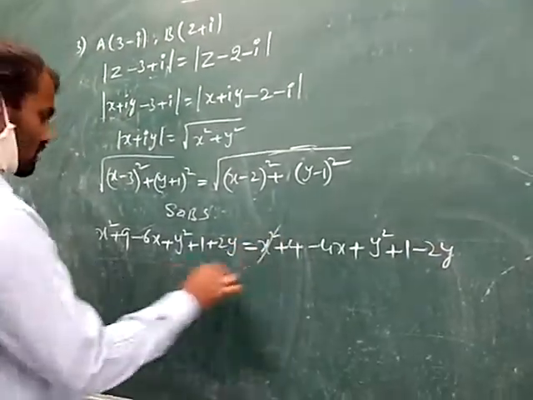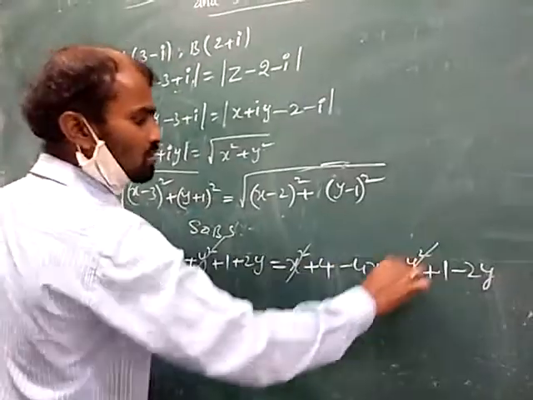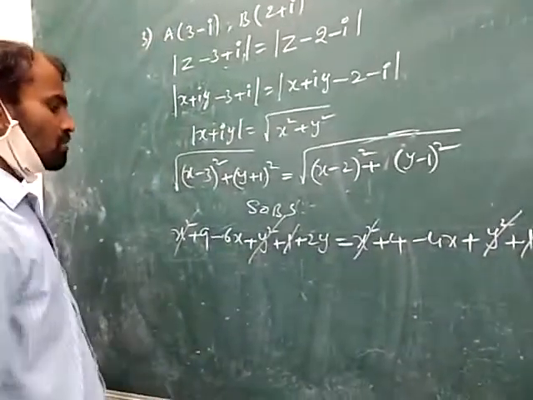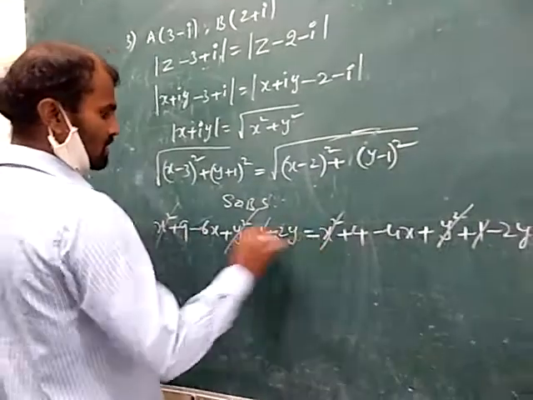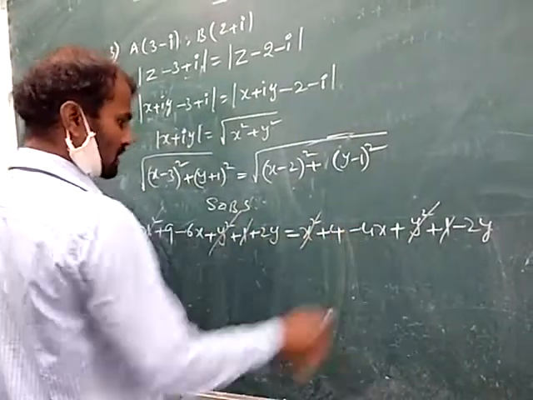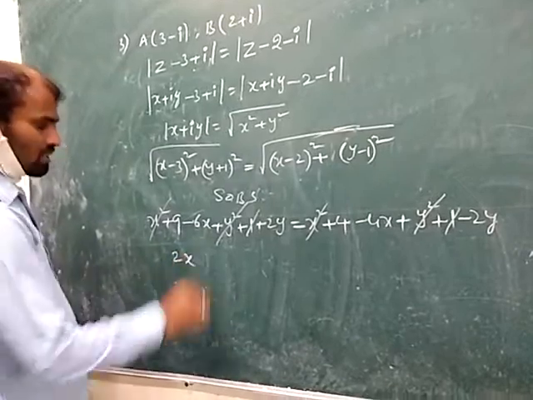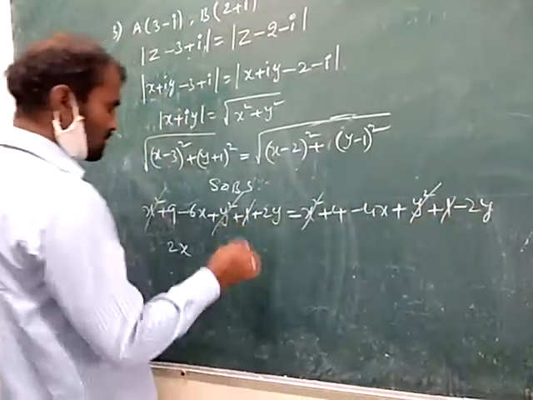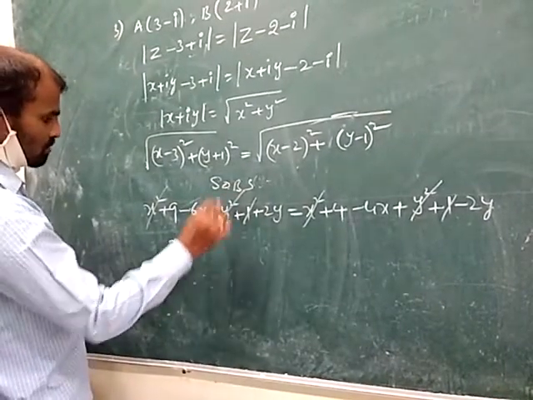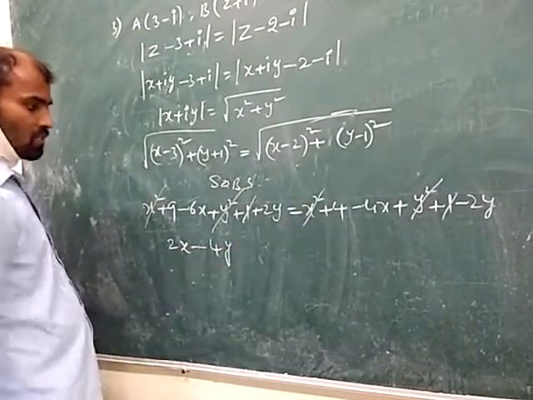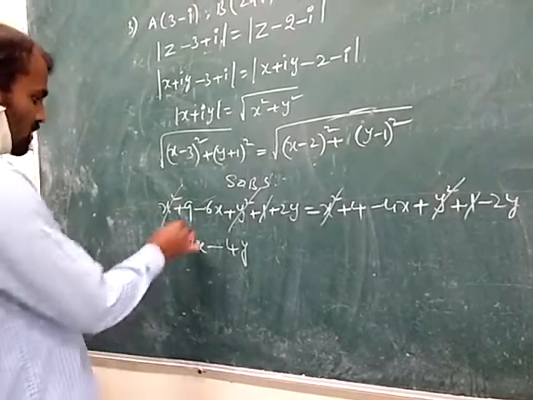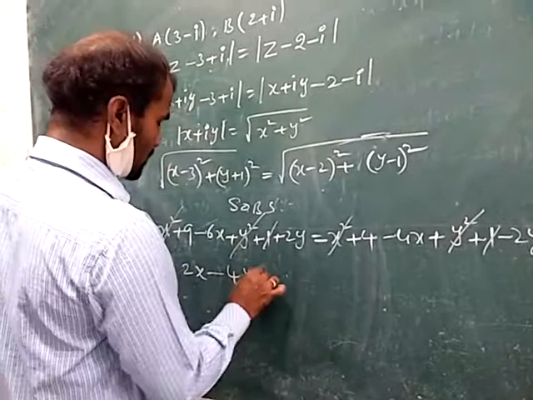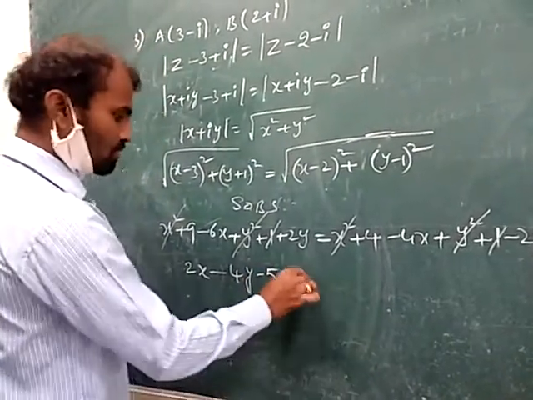So on both sides x square and y square get cancelled, and 1 is also cancelled. Next, bring all terms to one side. So minus 6x, the x terms: minus 6x plus 4x is minus 2x. Next, y terms. Here we have plus 2y, here is minus 2y. So bring 2y to that side, it becomes minus 2y, minus 4y. Next, the constant term. Here we have 9, bring 9 to that side. Already we have 4. 4 minus 9 is minus 5, equal to 0.